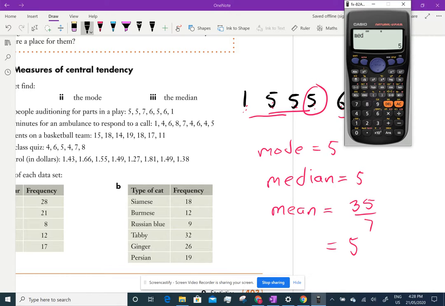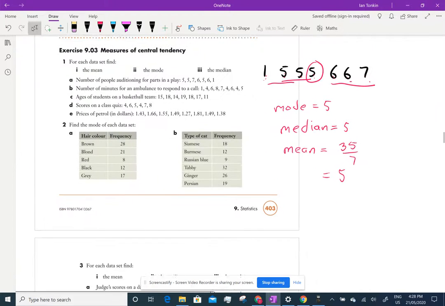You can't do the mode. The calculator will not do mode. Okay, so there's question 1.